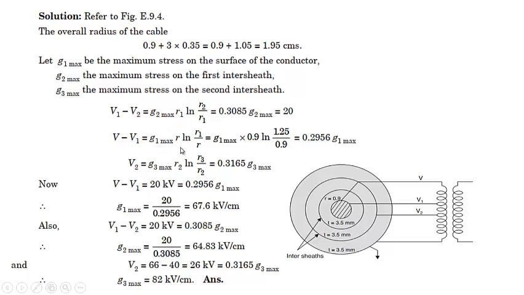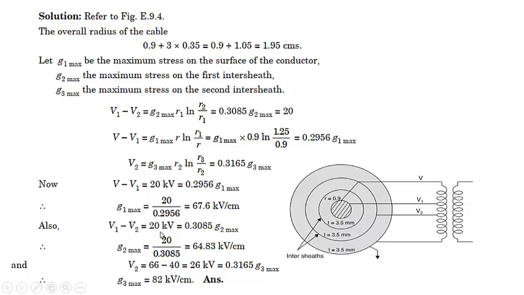Similarly, V minus V1 is equal to G1 max R ln of R1 by R. This is G1 max into 0.9, and 1.25 divided by 0.9 gives ln of this value, so it comes out to be 0.2956 G1 max, which is also equal to 20. And V2 will be equal to G3 max R2 ln of R3 by R2, which comes out to be 0.3165 G3 max. Since 0.2956 G1 max is equal to 20, G1 max is equal to 20 divided by 0.2956, which comes out to be 67.6 kV per centimeter.